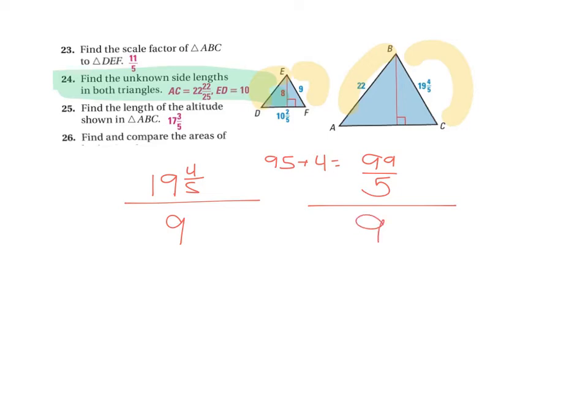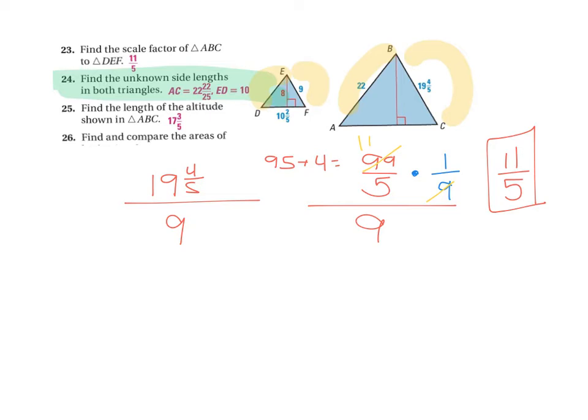That goes over 9. So you've got 99 over 5 divided by 9. So I keep, change, and flip. Change to multiplication. Flip 9 over 1 and it becomes 1 over 9. And then 9 goes into 99 11 times. So my scale factor is 11 over 5.